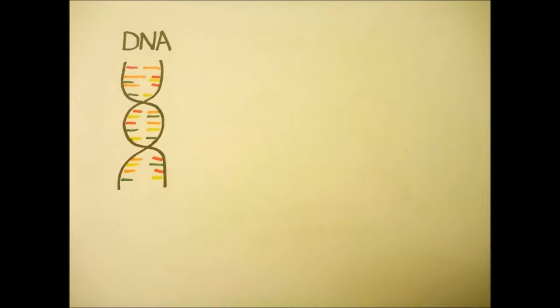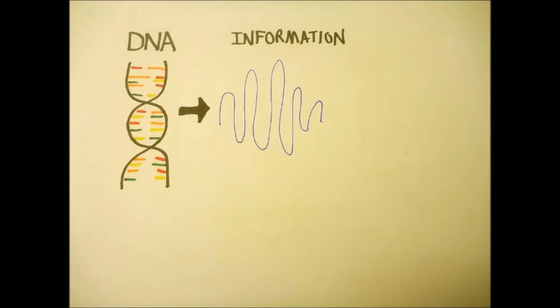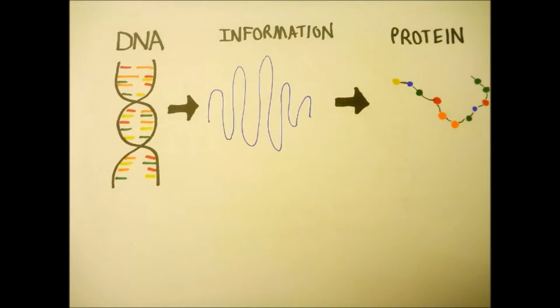So now that we've covered the basic structure of DNA, let's find out how the information stored in a strand of DNA creates a protein. Proteins are chains of amino acids held together by peptide bonds. A gene is a sequence of DNA that contains the information to build one protein.